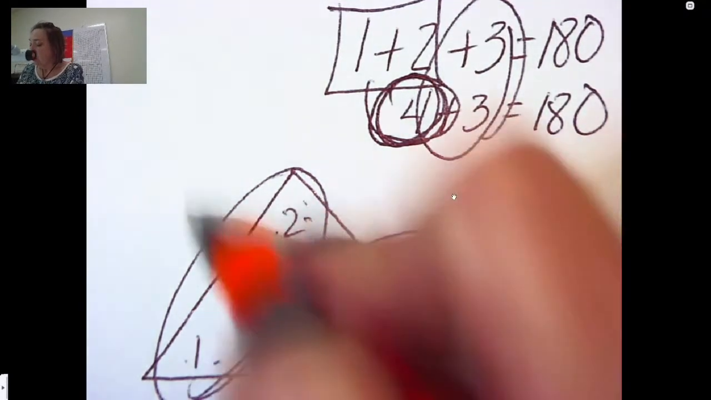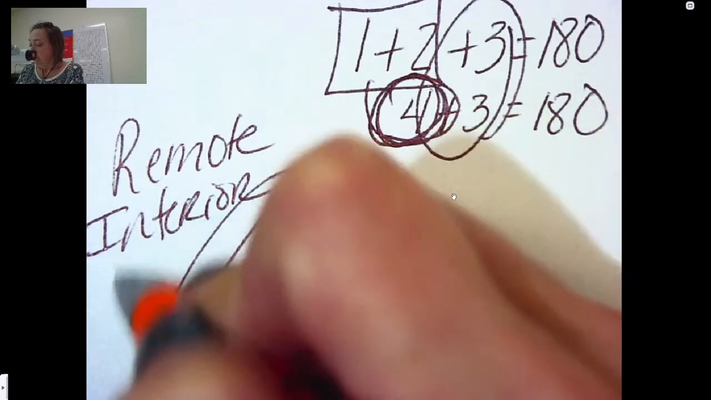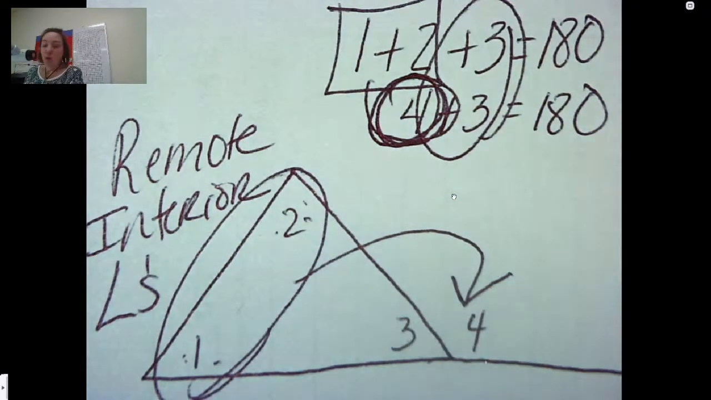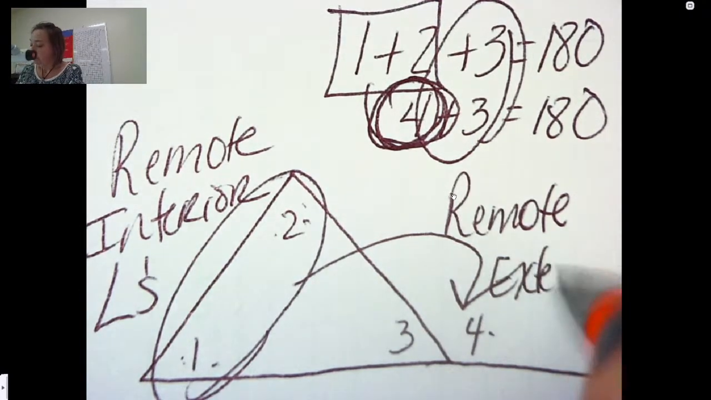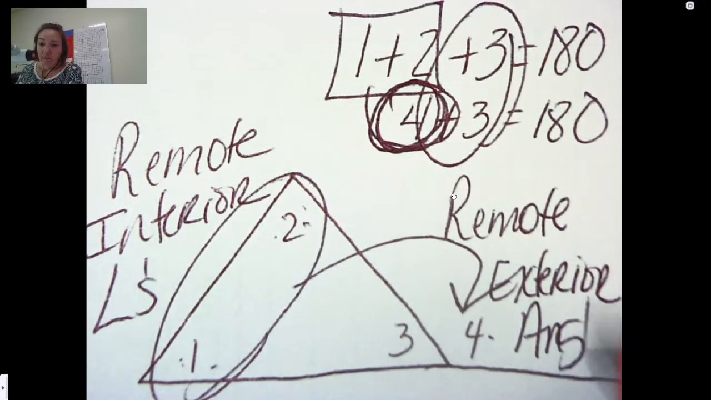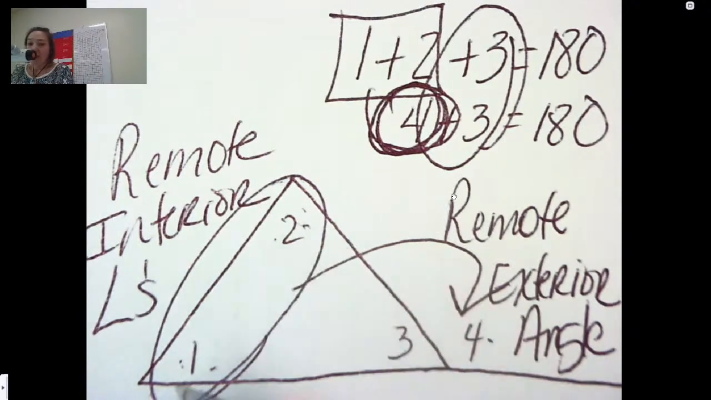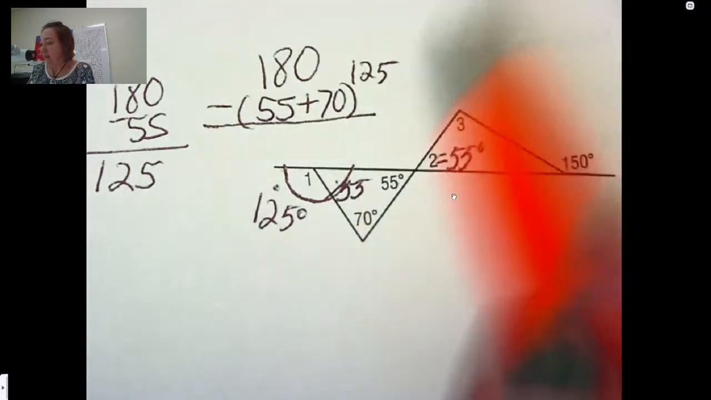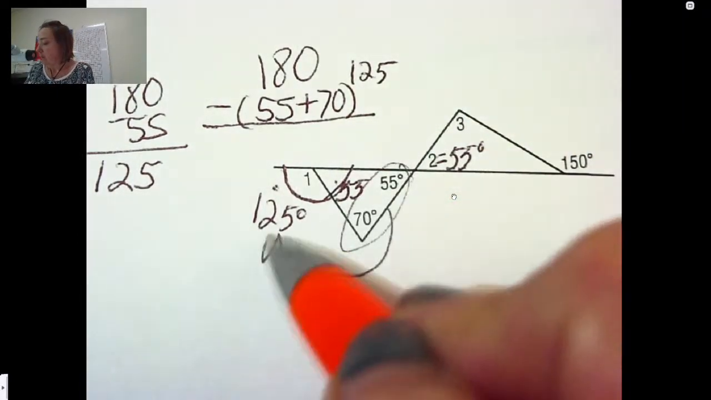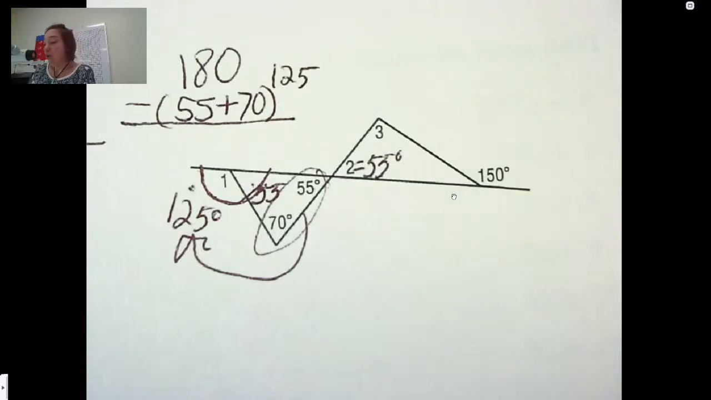These two are called remote interior angles, if we're talking about them compared to angle 4. And angle 4 is called a remote exterior angle. Okay, so the remote interior angles have to add up to the remote exterior angle. That means the two angles not attached to this exterior angle add up to that angle. So we could have on this just done 70 plus 55, and that would have given us that 125 from outside. Now we're about to use that concept over here.